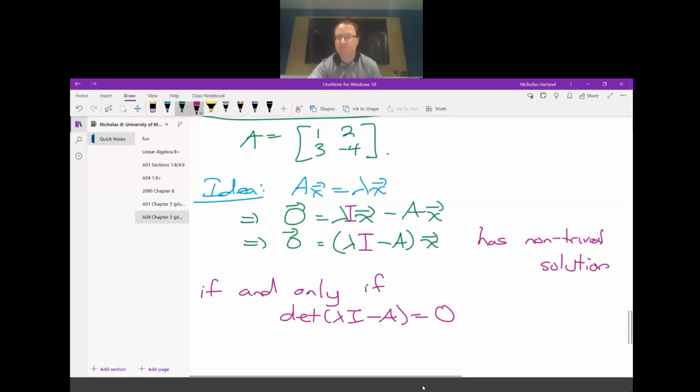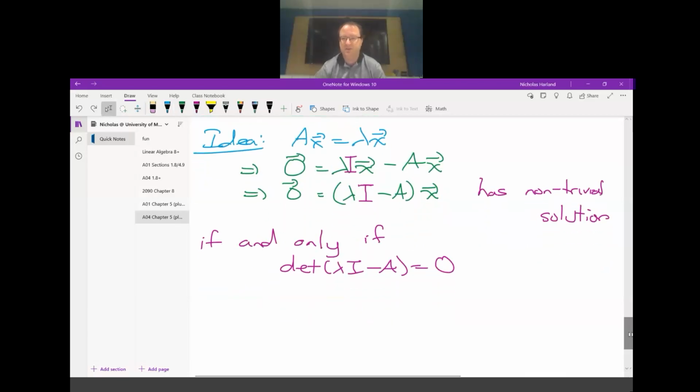All right, so the point is, if we want to find the eigenvalues, really we're just solving this equation: the determinant of lambda I minus A is equal to 0. All right, any questions about those ideas before we just start banging away with determinants and polynomials and solving things?